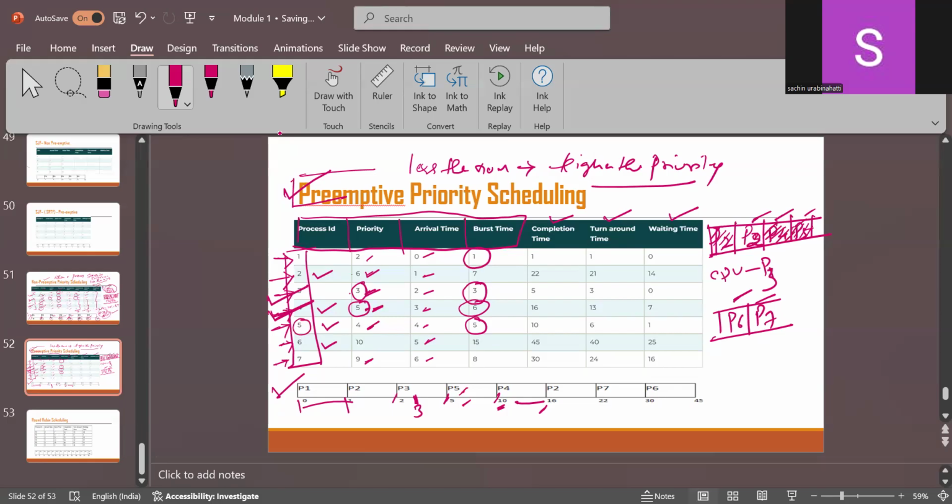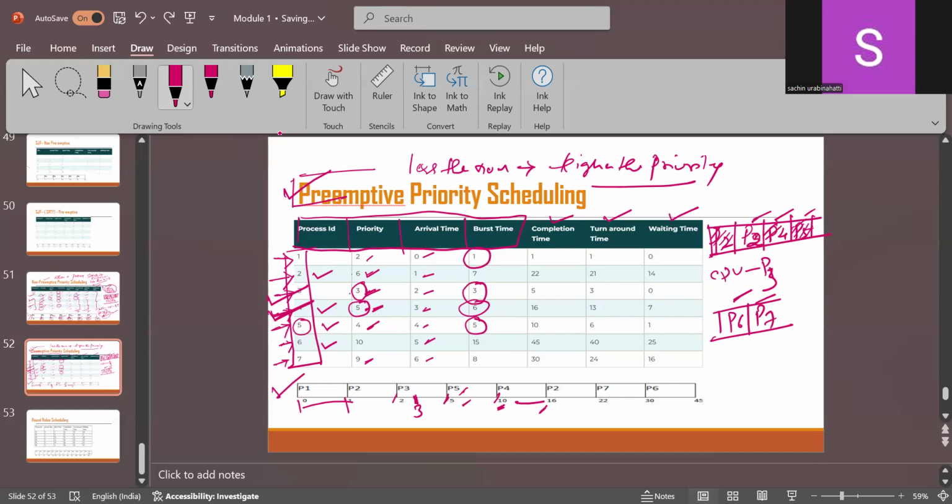So what are the processes in the queue now? P2, P6, and P7. Out of P2, P6, and P7, what is the priority of P2? It is 6. What is the priority of P6? It is 10. What is the priority of P7? It is 10. So definitely P2 executes, then P7, and then P6. See here, P2 has been executed, then P7, and then P6. So this is how we draw the Gantt chart in the preemptive priority algorithm.